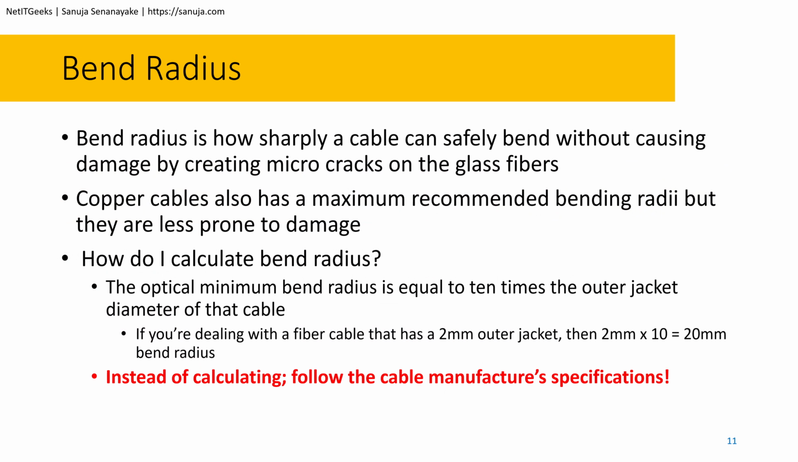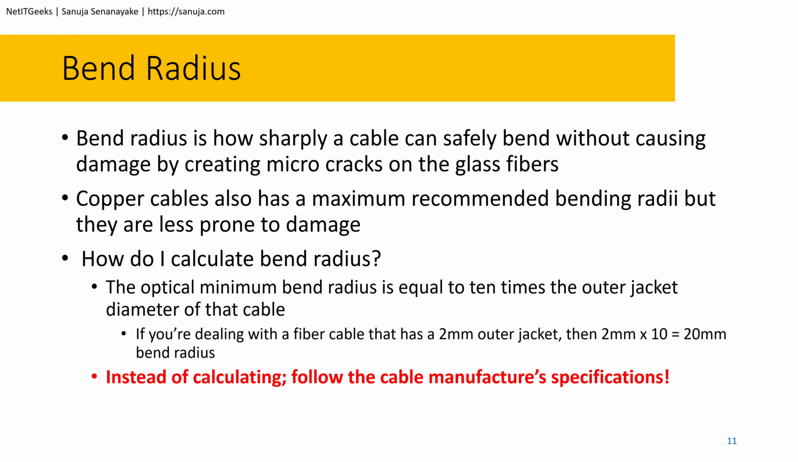Bend radius. I have discussed bend radius in my previous lectures, even in association with copper cables. Bend radius is basically how sharply a cable can safely bend without causing damage by creating micro cracks in the glass fibers. With fiber optics communication cables, because we have glass fibers in there, there's only so much abuse a glass fiber can take until it starts to break down its material.